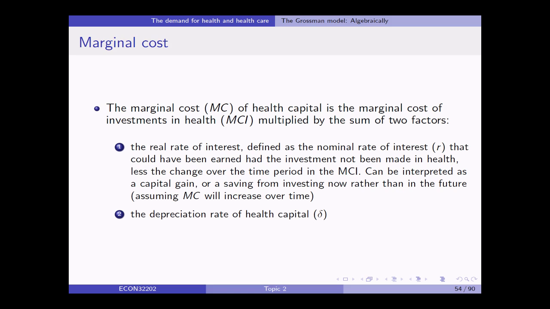So essentially that is a nominal rate of interest that could have been earned, linking back to the point we had before. So how much more money could you have earned if you hadn't spent that time investing in improving your health? But then we also need to subtract the change over the same period of the marginal cost of investment, because that depreciates over time. The older you get, the marginal cost of investment becomes higher. It's higher to invest in your health because your health is depreciating at a faster rate. Essentially, this can be interpreted as the capital gains or savings from investing now rather than in the future.